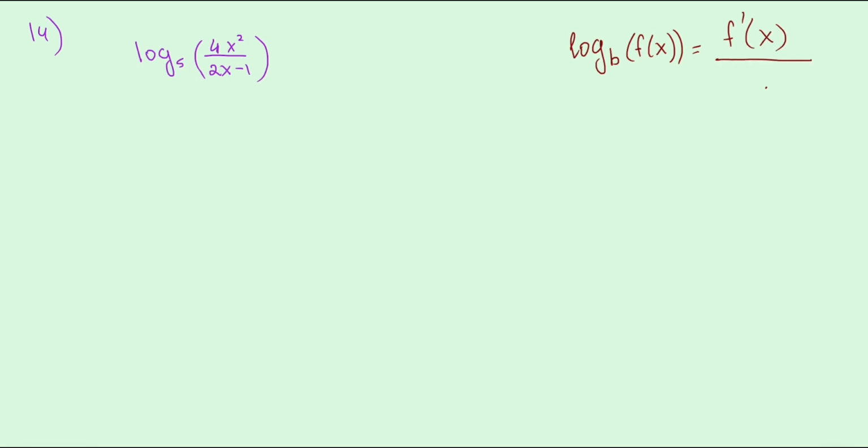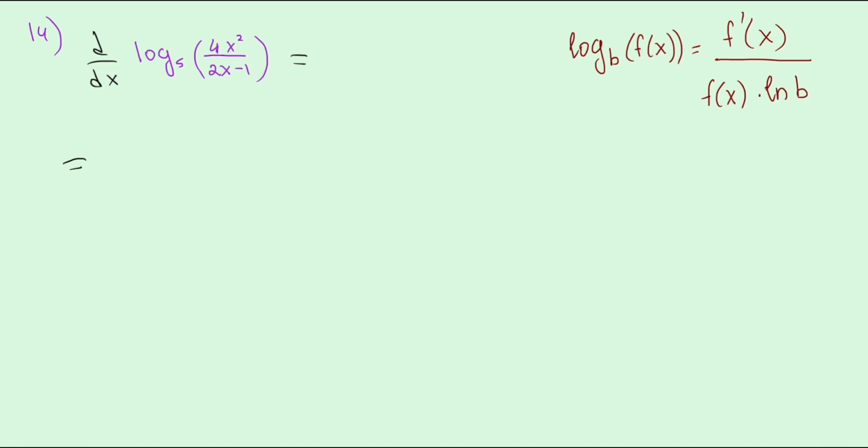For example number 14, we are deriving log with base 5 of 4x squared over 2x minus 1. Let's go over the rules first. Derivative of a logarithmic function with base b would equal the derivative of the function over the function times natural log of the base. Let's use this formula to find the derivative.